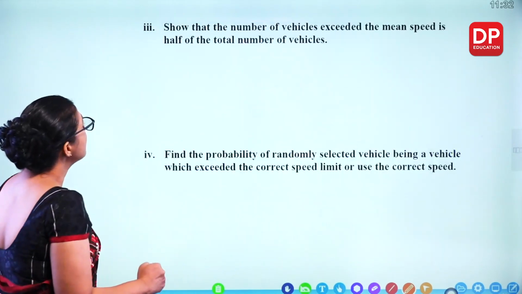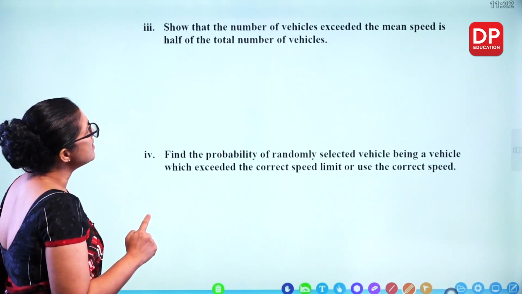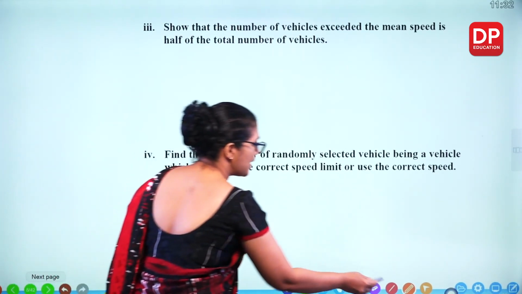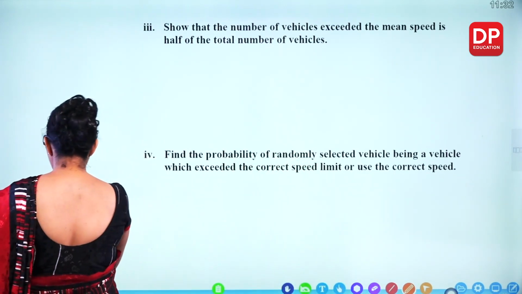Now take the third one. Show that the number of vehicles exceeded the mean speed is half the total number of vehicles. So what's the mean number? 59.